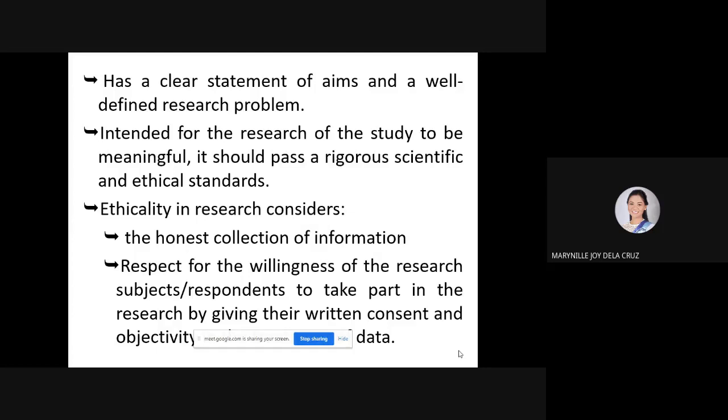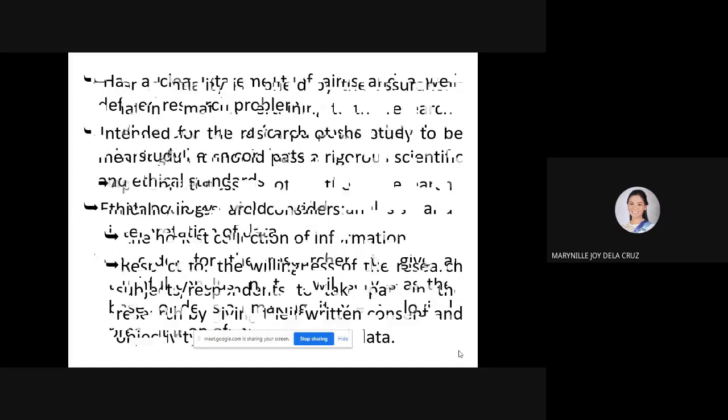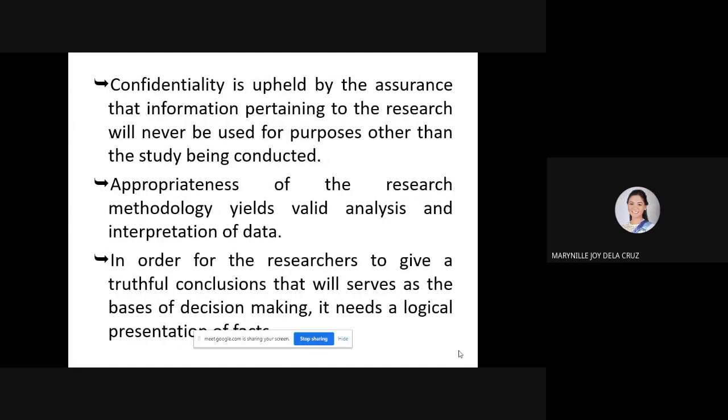Another one is the respect and the willingness of the research subject to be part of the research by giving them written consent and objectivity of the data. Actually, you should have provided consent, whether oral or written, so that you respected those people that you are able to collect interviews or surveys from. Another one is, like I said, confidentiality, meaning you never share the result of your work with other people except the persons that are part of the research, whether it is your advisors, your teachers, or your partner.